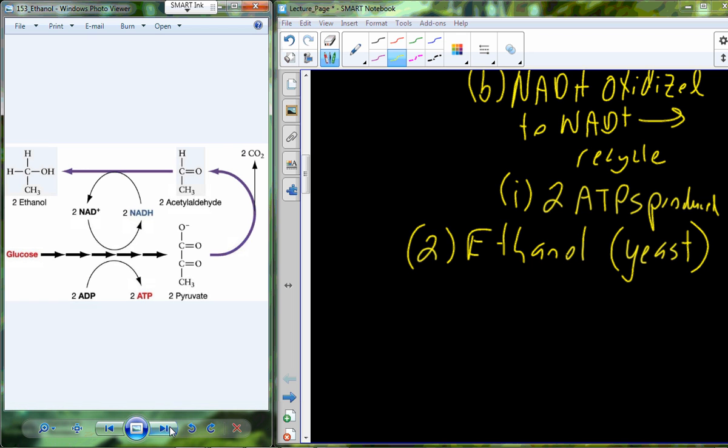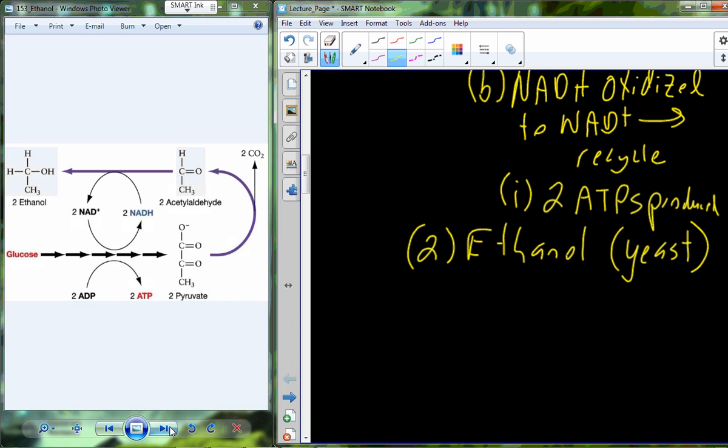The other option is ethanol. This is yeast. So they have the same glycolytic pathway. They go from glucose to pyruvate. So you saw yeast, made up a batch of yeast in lab, put in some sugar, some glucose, and we began to generate carbon dioxide. And it was because of the ethanol fermentation that was occurring in that particular organism.